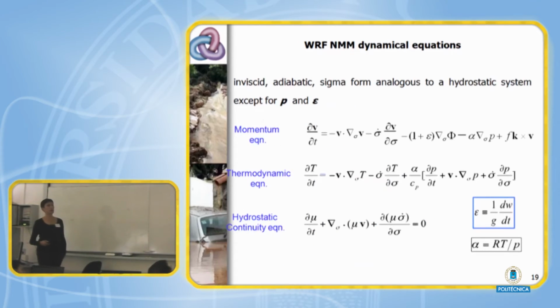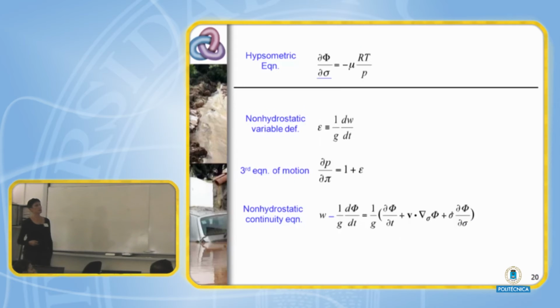And those are equations that, like our project leader Antonio said, are for scary students. But it's not really scary. It's one momentum equation, as I told, thermodynamic equation, hydrostatic continuity, and hypsometric, and those three equations that are describing non-hydrostatic processes in WRF NMM. So if we choose to use only the hydrostatic part, we are not solving this. The model knows already that there is no calculation of this part of the model.